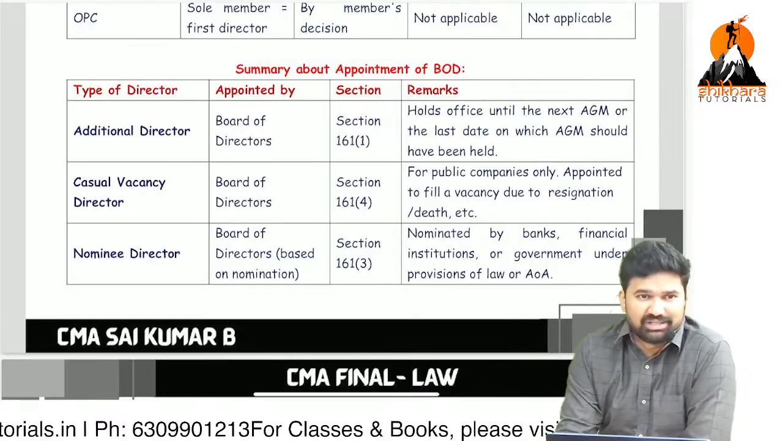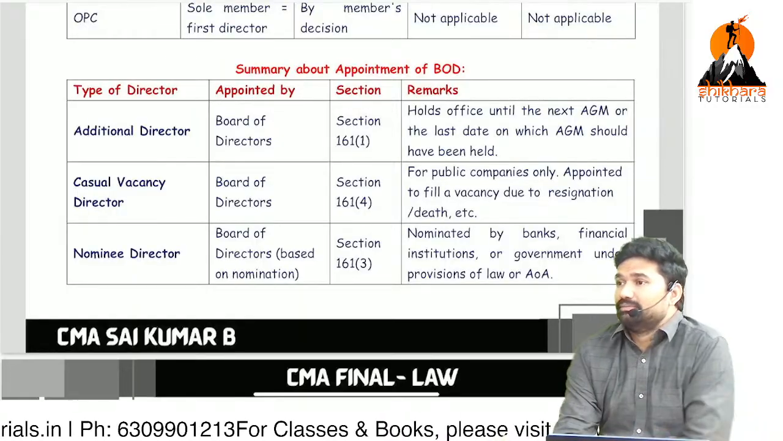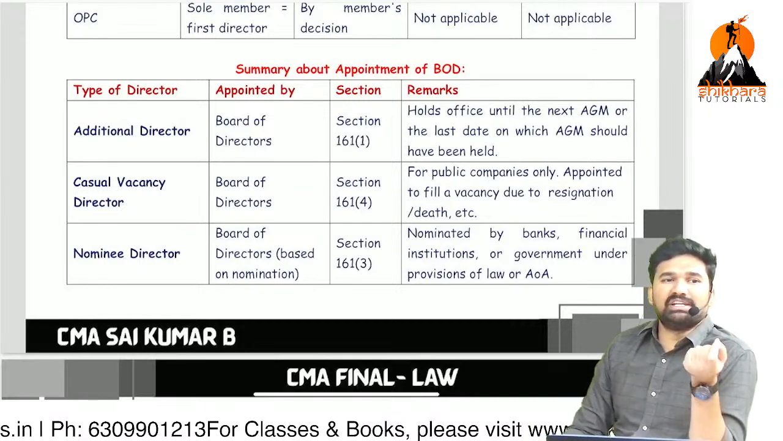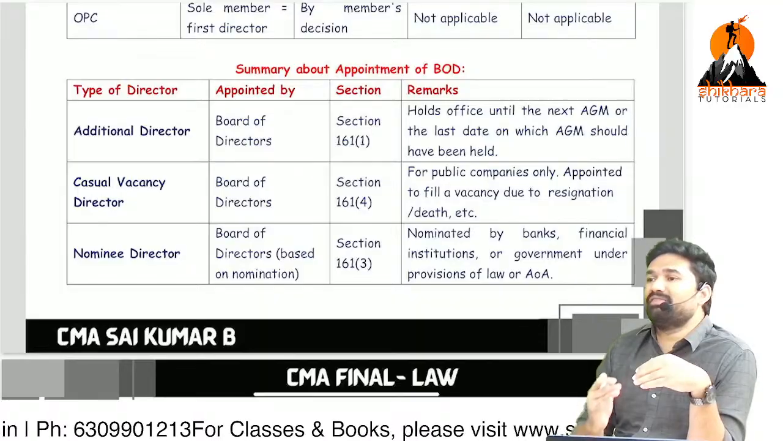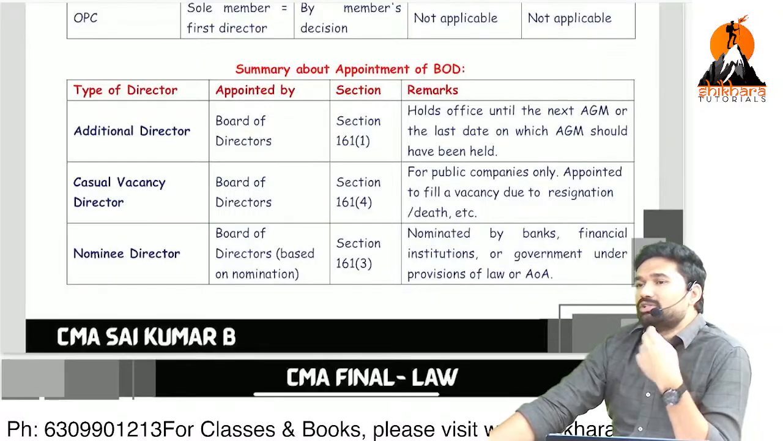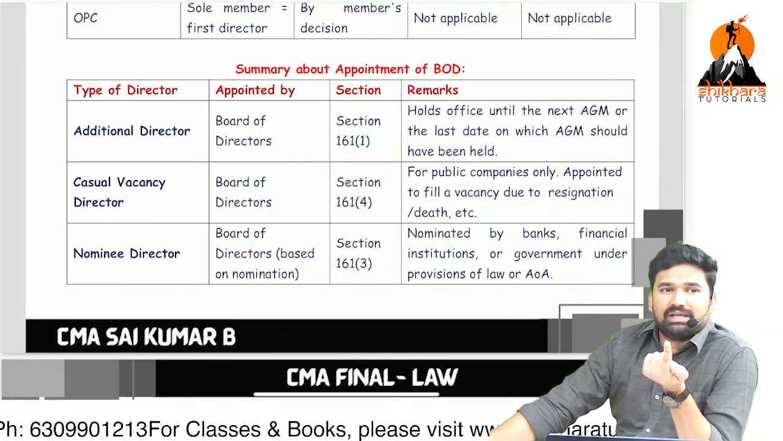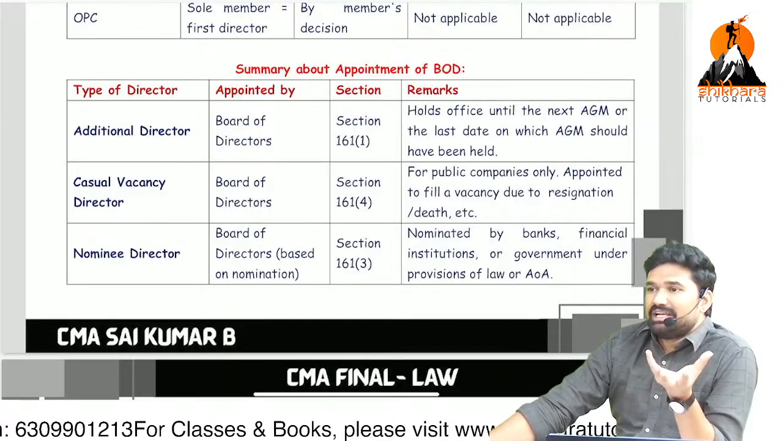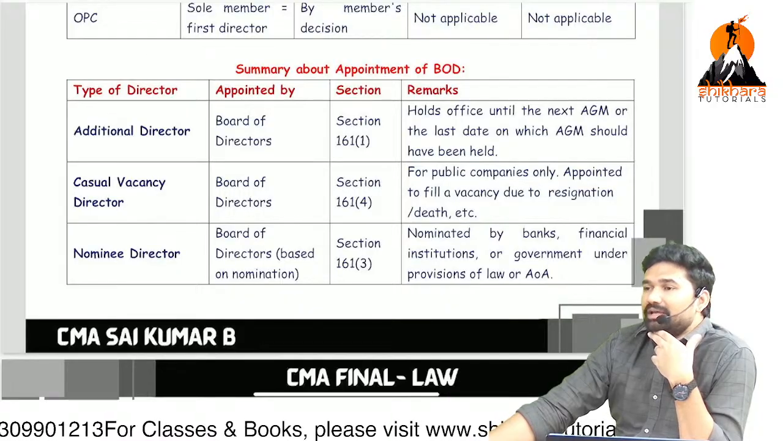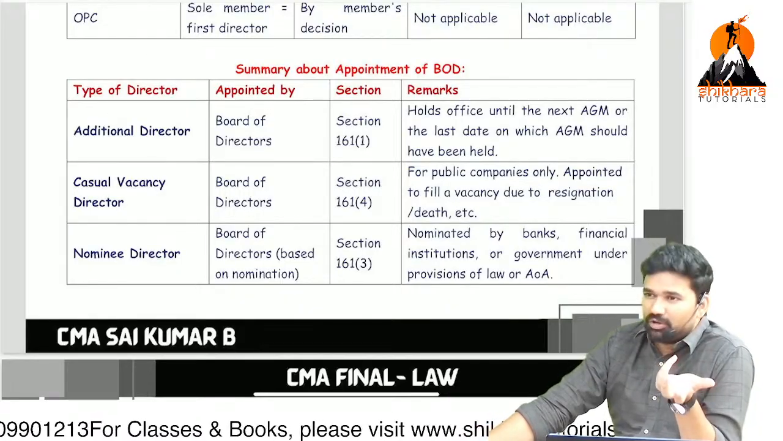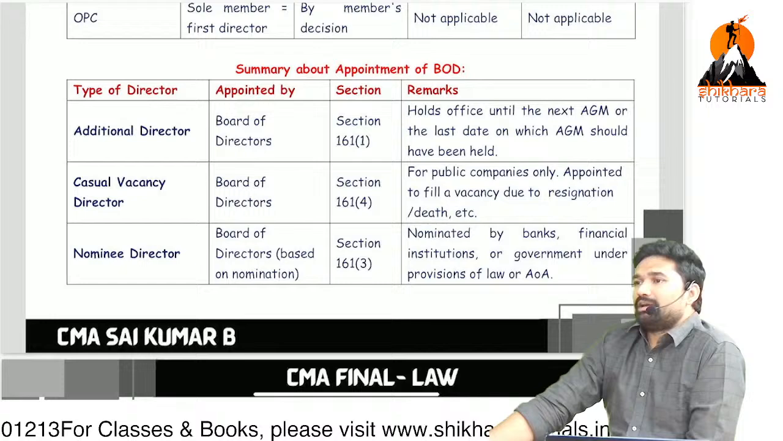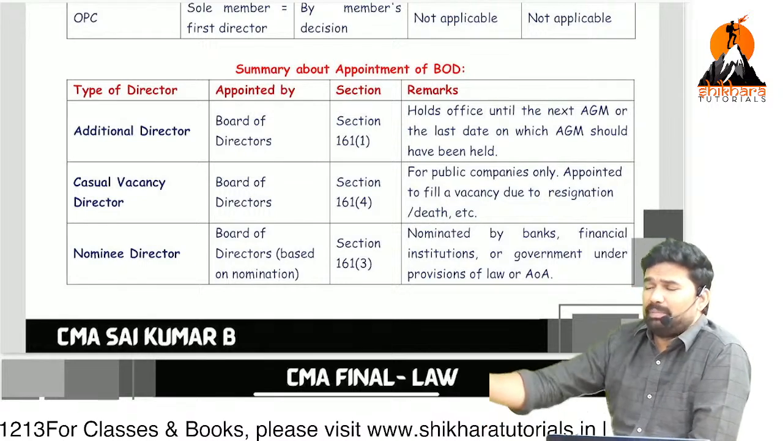So in case of casual vacancy, who will fill up the position? Originally, members need to fill up the position, but the power will be delegated to the board of directors. Why? Because just to fill a casual vacancy, convening a general meeting is an expensive affair. That is why, from a cost point of view and an administration point of view also, it is not viable to convene a general meeting just to fill up a casual vacancy position.